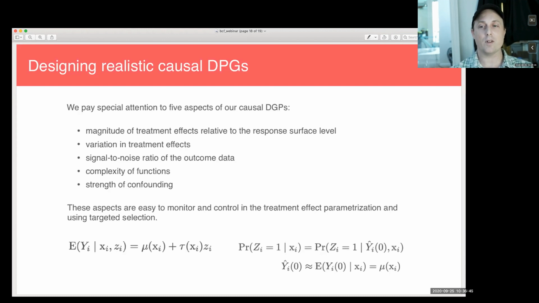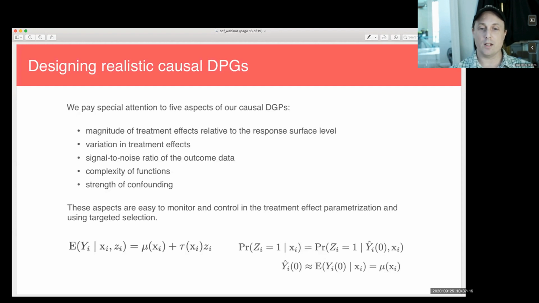Likewise, the other angle of that is complexity of functions, as measured by tree splits or function spaces or number of basis functions in an expansion or something like that. And then strength of confounding. And strength of confounding in our experience was the hardest one to get a gauge on. And really targeted selection is the one trick that we can think of that helps us in nonlinear problems calibrate the strength of confounding. And you can see really interesting things.